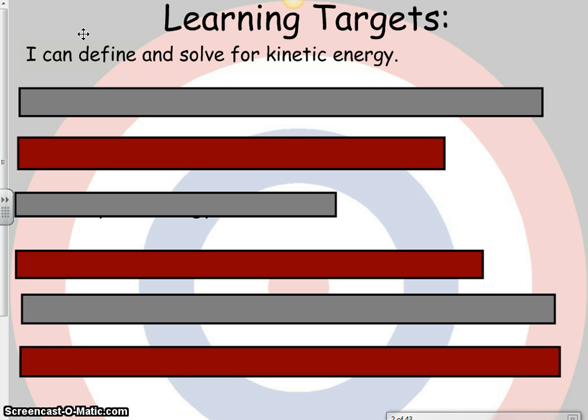Remember from the last videos we talked about kinetic energy being the energy of motion, and we said that the formula for kinetic energy is KE equals mv squared divided by 2.